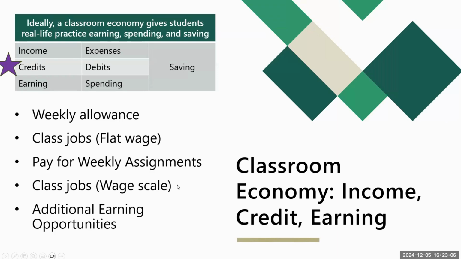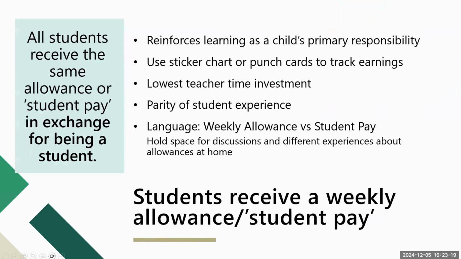So we're going to go through all of what you see here. We're going to do a weekly allowance or student pay. We're going to talk about flat wages for class jobs, a wage scale for class jobs, and then looking at pay for weekly assignments. So if we're starting at probably the most basic level of an economy system, it would be all students receiving the same wage, right? The same amount in exchange for simply being a student.